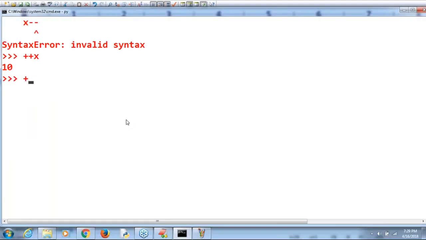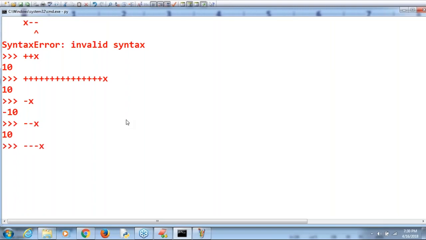Have you observed, right? Plus x. By default you are going to get 10 only, because it is considered a sign but not an operator. Remember that. Same way, minus x. What about its value? Minus 10. Minus of minus x, what will happen? It becomes 10, correct or not? Minus of minus will become plus.